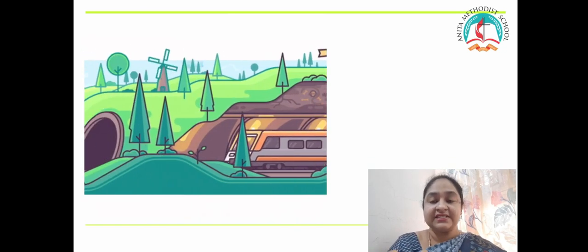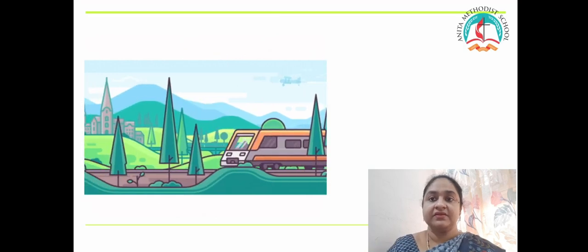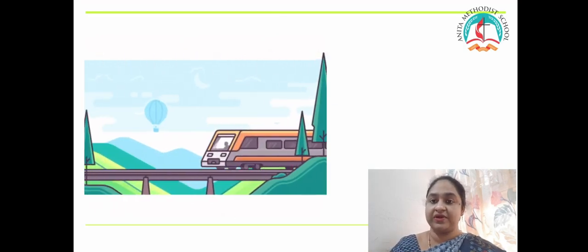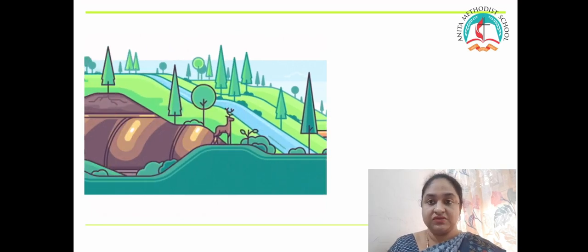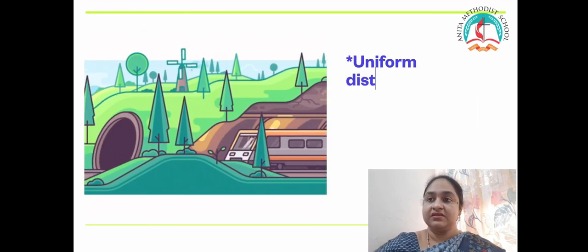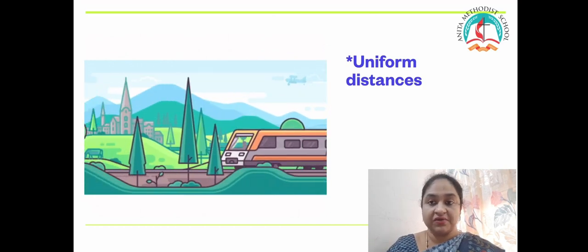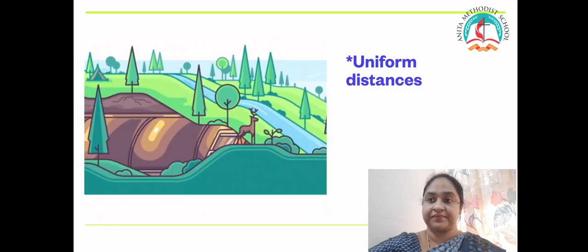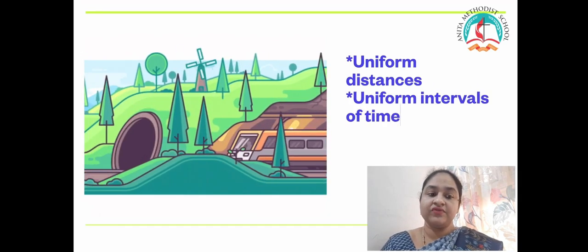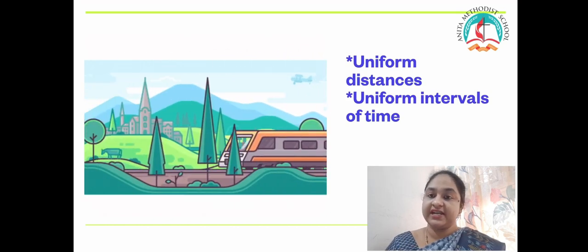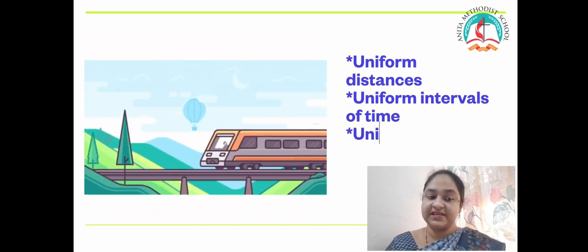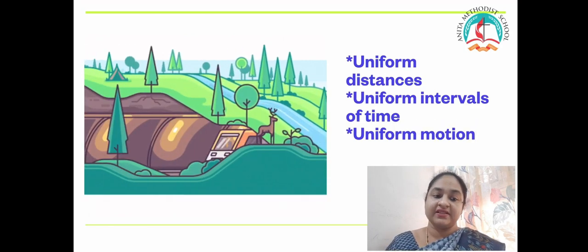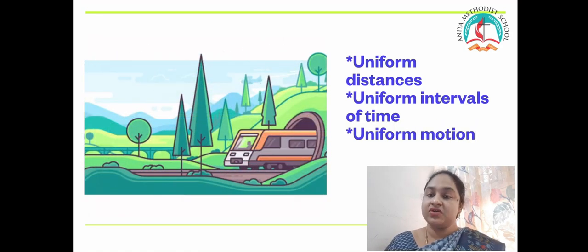But at a certain period of time, when the train was steadily moving without any break, uniform distances would have been covered by the train at uniform intervals of time. We call it uniform motion. If an object covers uniform distances in uniform intervals, then the motion of the object is called uniform motion. Otherwise, the motion is called non-uniform motion.